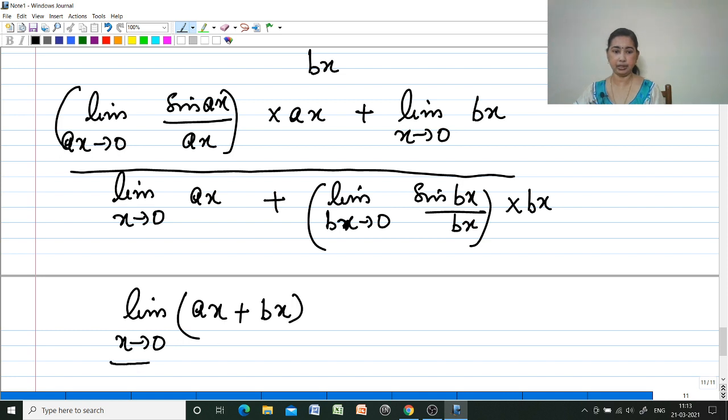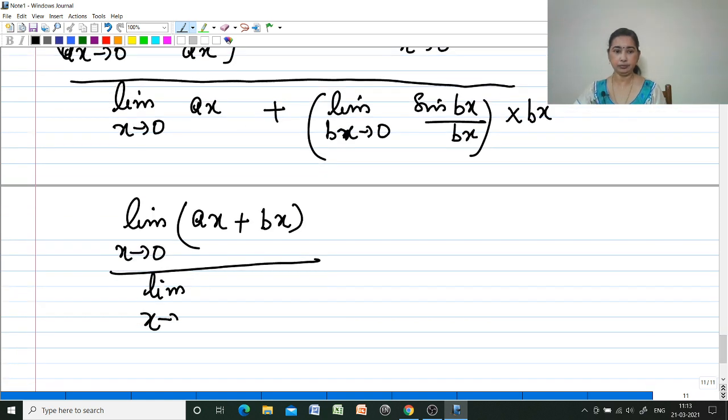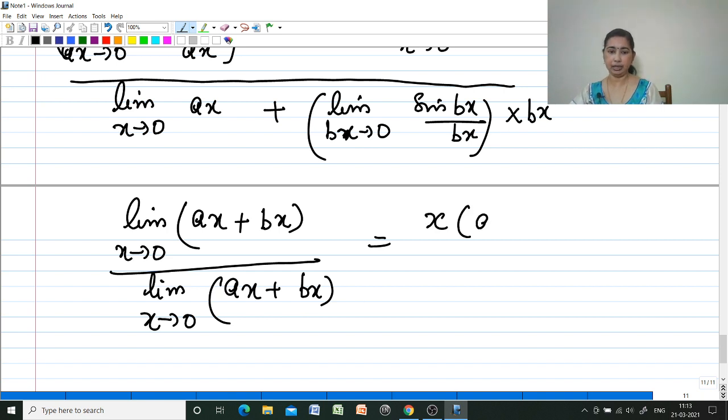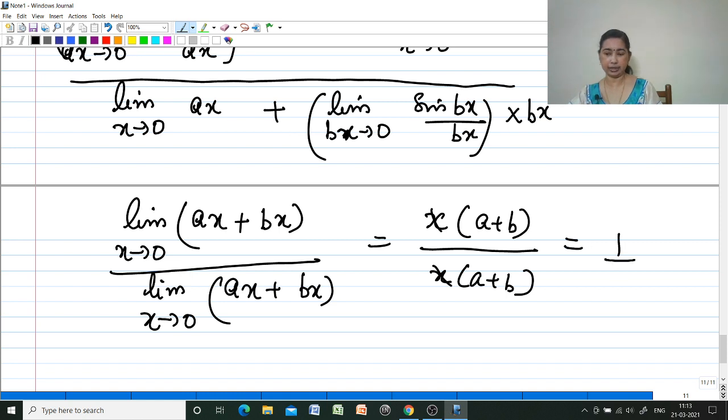Together I am writing divided by the denominator also limit x tends to 0 ax plus bx, and that is equal to, x is common in all the terms, that we can take it out, remaining a plus b divided by x into a plus b, then x getting cancelled, we are getting the answer as 1.